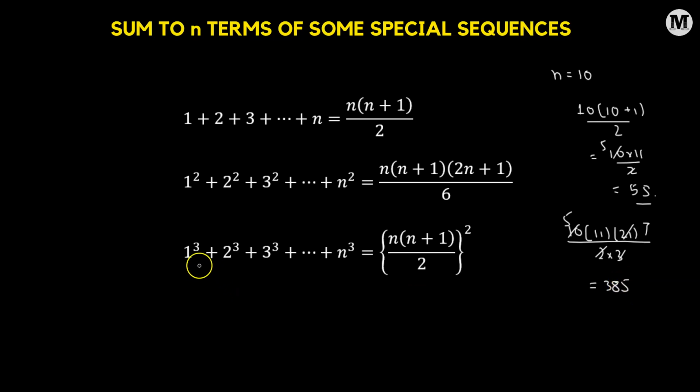Then finally we have the formula for the sum of the cubes of the first n natural numbers. Here, if we take n equal to 10, we can observe that this is n times (n plus 1) over 2. We've already found that's 55. So what we'll have is the square of 55. That's going to give us 3025.